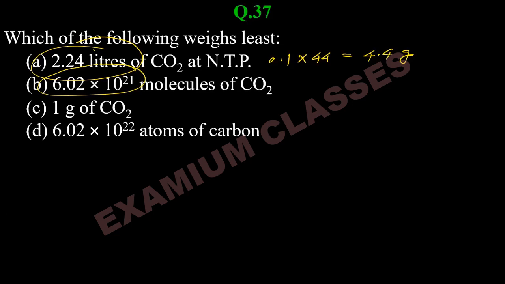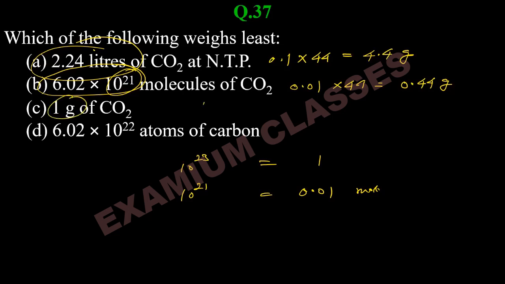6.022 into 10 power 21. 6.022 into 10 power 23 will be 1 mole. 10 power 23 is 1 mole, so 10 power 21 will be 1 divided by 100, 0.01 mole. Multiplied by 44, that is 0.44 grams. This one is anyway given as 1 gram.